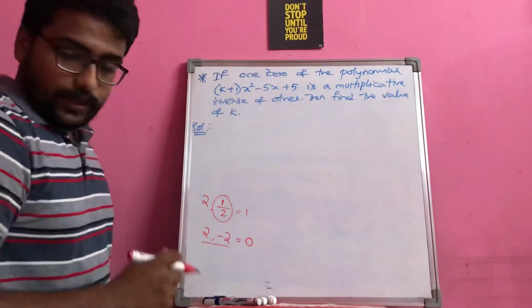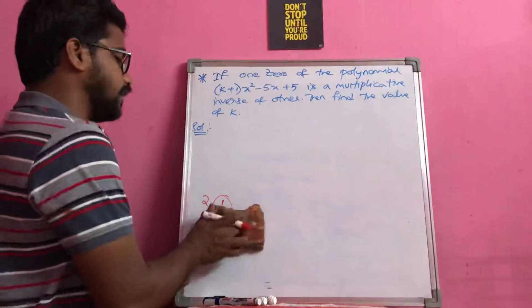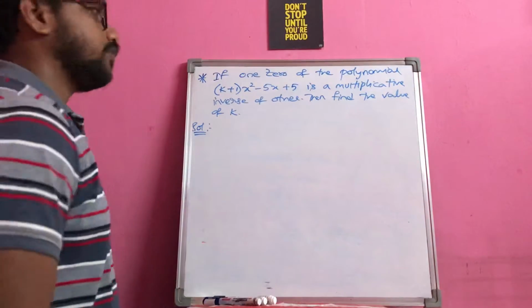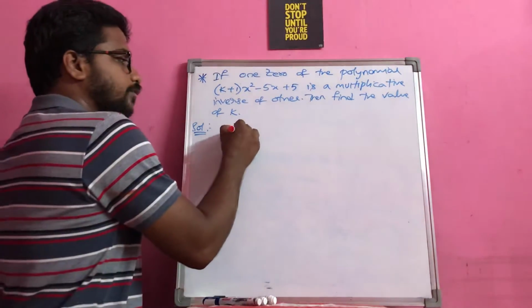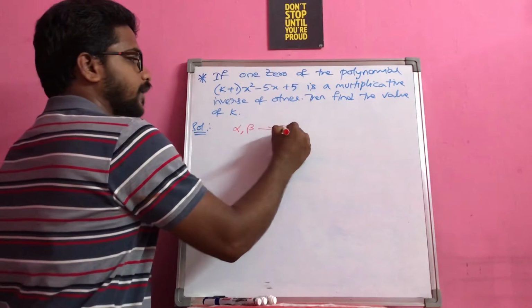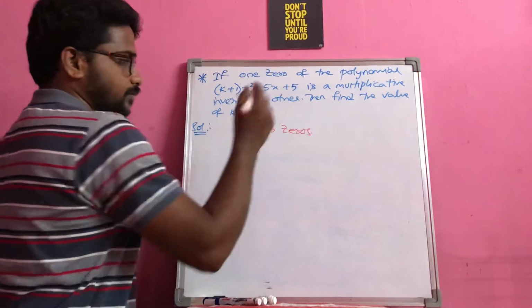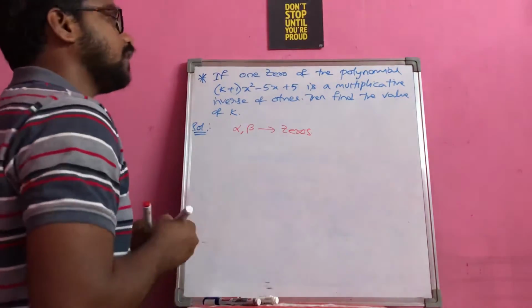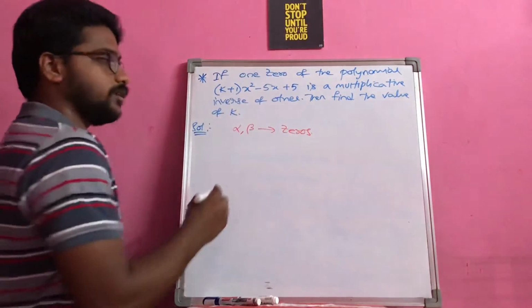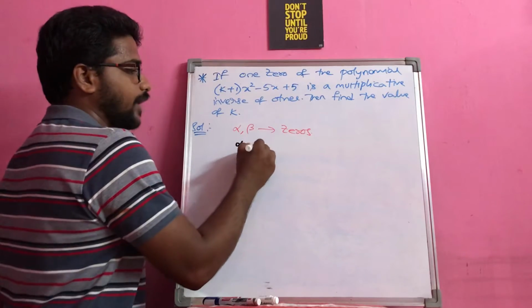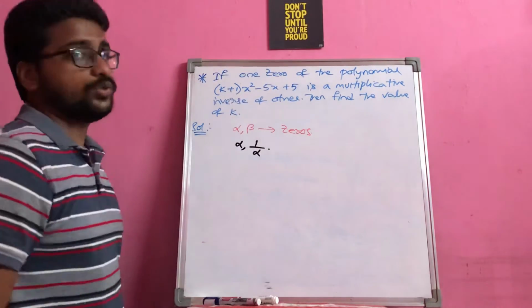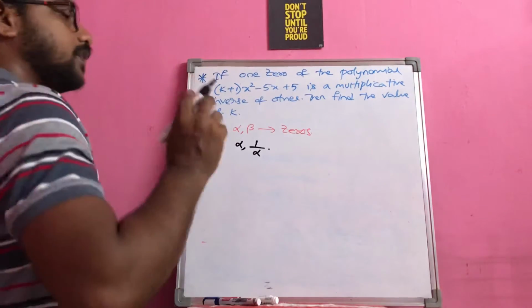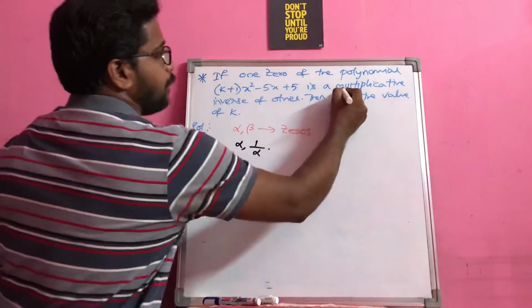So here, according to the question, one zero is the multiplicative inverse of the other. Generally we consider alpha and beta as the zeros of the polynomial. That is the basic thing. But they said that one is the multiplicative inverse of the other. That means if I take one zero as alpha, the second zero should be 1 by alpha. Now see here, it's a multiplicative inverse.